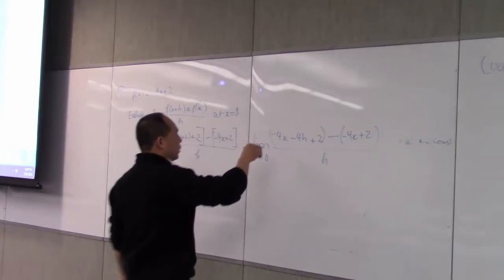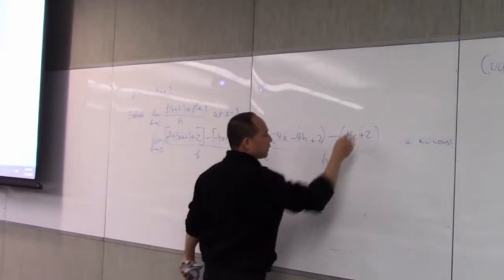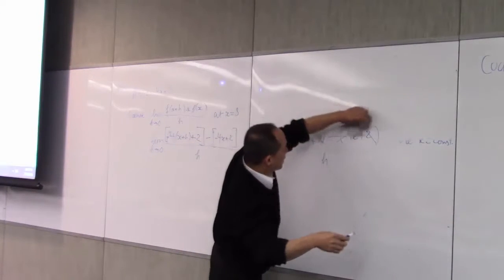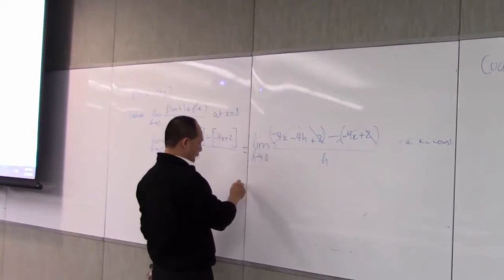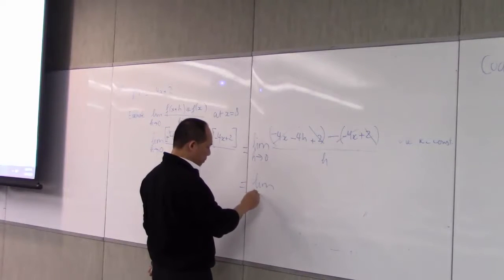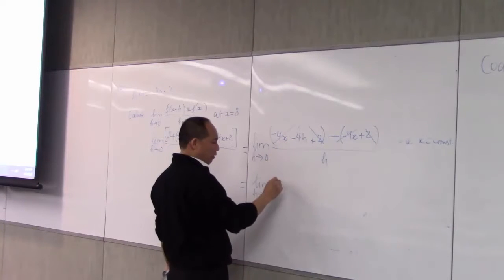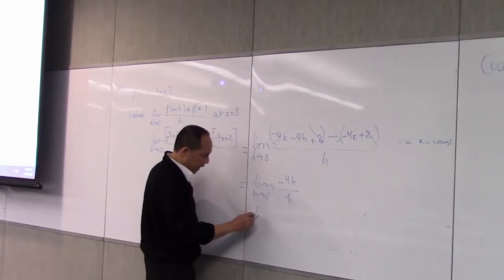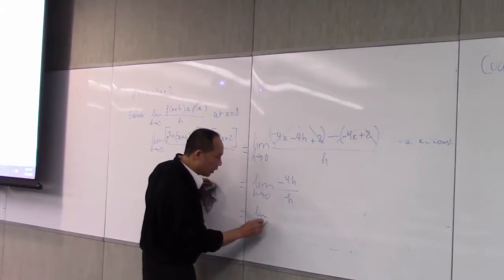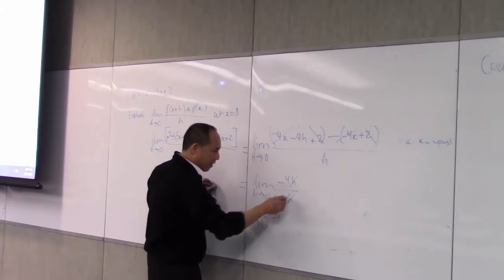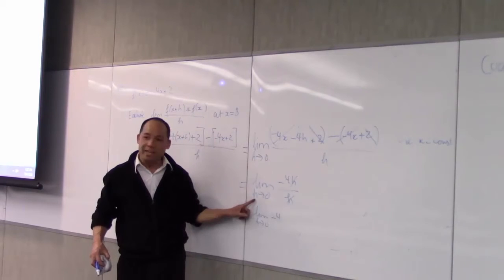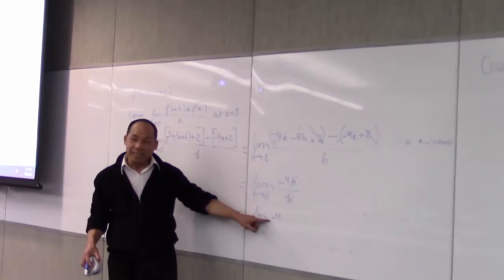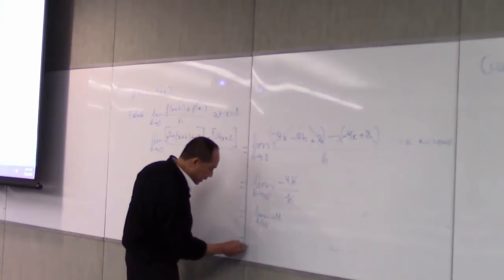Now you can write this: if you subtract this, and this you subtract this, you see that above you have only negative 4h, below you have only h. So you write this is the limit as h approaches 0 of negative 4. Be careful, you can cancel out this only as h approaches 0. If h equals 0, you cannot cancel out. And that is a constant, so you answer this is negative 4.